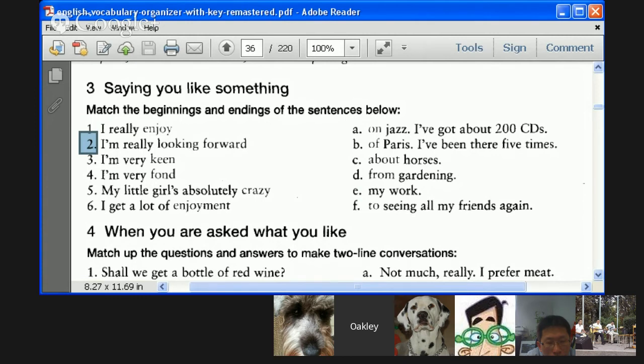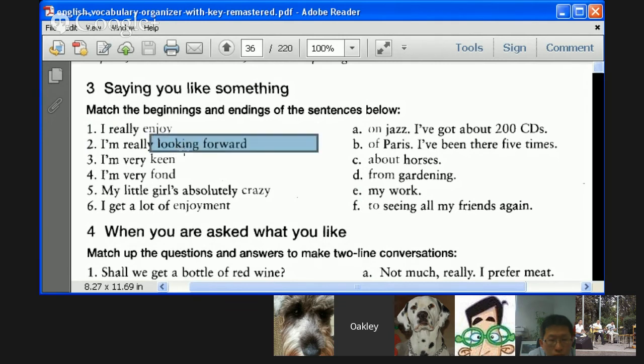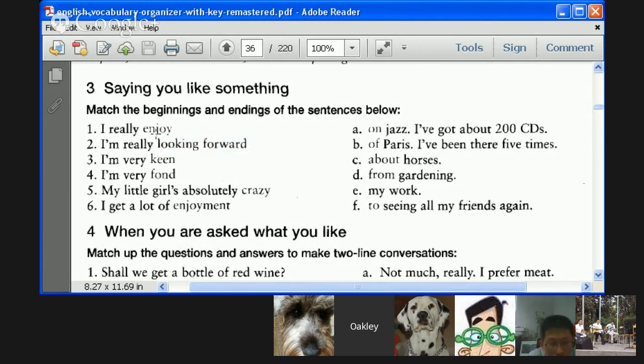I can't help myself. Vienna, number two. I'm really looking forward to Paris. I've been there 5 times. Come on now. Vienna, you did this before. Looking forward to. It's a three-word phrasal verb, and we cannot modify this. It has to be look forward to. It cannot be look forward on, look forward of, look forward down, look forward up. It is basically one verb, one unit. The whole phrase is considered in English as a unit. All right?